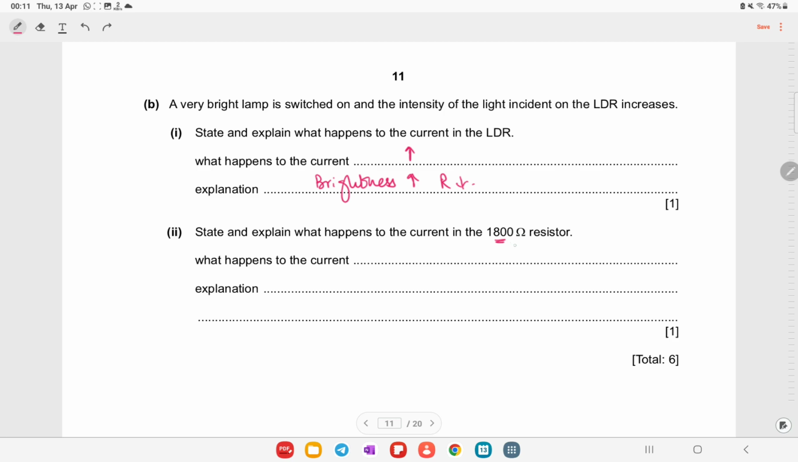State and explain what happens to the current in the 1800 ohm resistor. In this case, this is a fixed resistor, and it is parallel to the battery. So the amount of current will remain the same, and the voltage and resistance across the fixed resistor are going to be constant.